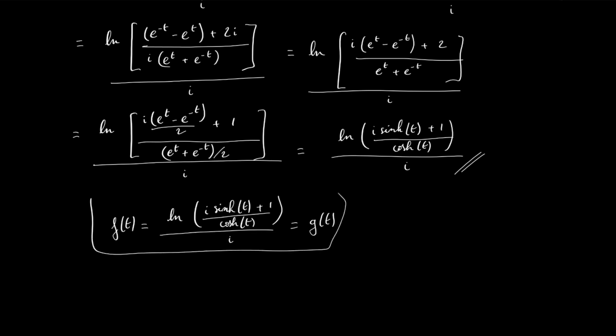So this is another way to prove the relationship f of t equal g of t by using the complex number. And as I said previously, I am not sure about how rigorous this fourth method is.